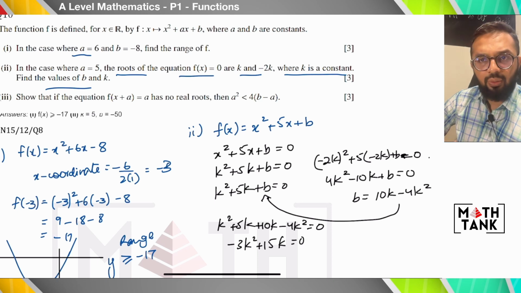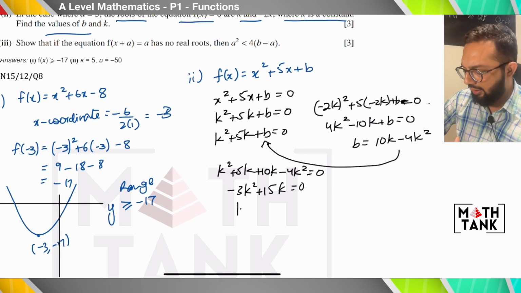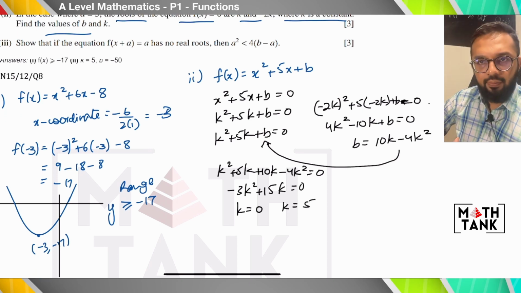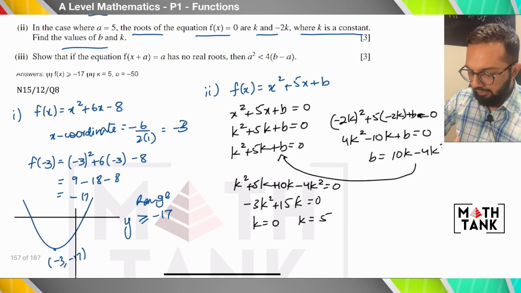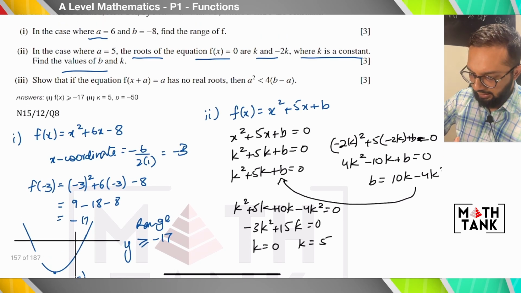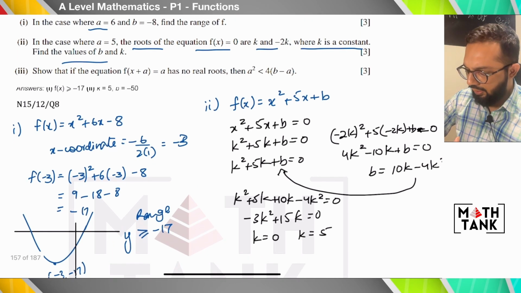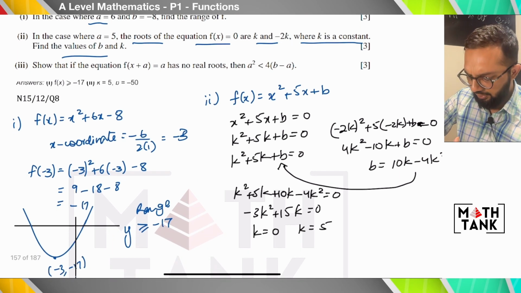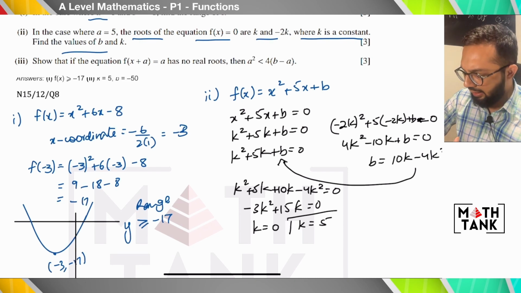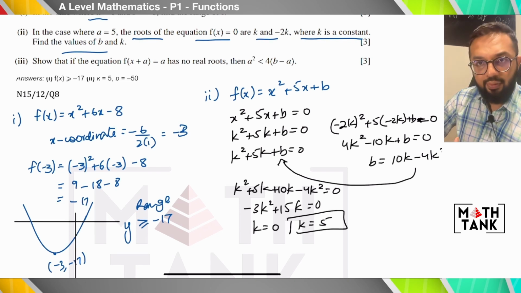So this is a normal quadratic. I could put this on my calculator and get two values out of this: k equals 0 and k equals 5. That is what my calculator is telling me. It says k is a constant, and if I took 0, then this would also be 0 and that would also be 0. It wouldn't be two different roots then. So I'm just going to say k equals 5, and the roots are then 5 and minus 10 if I want them.